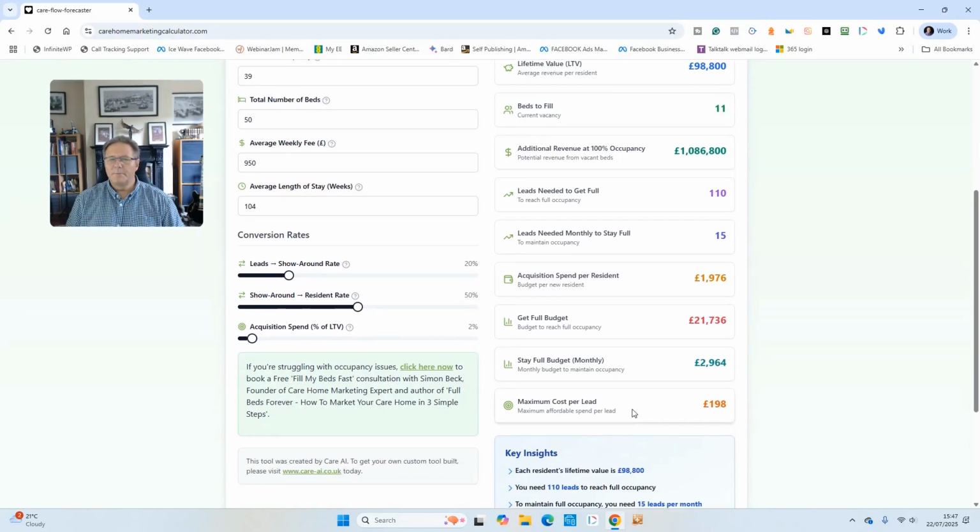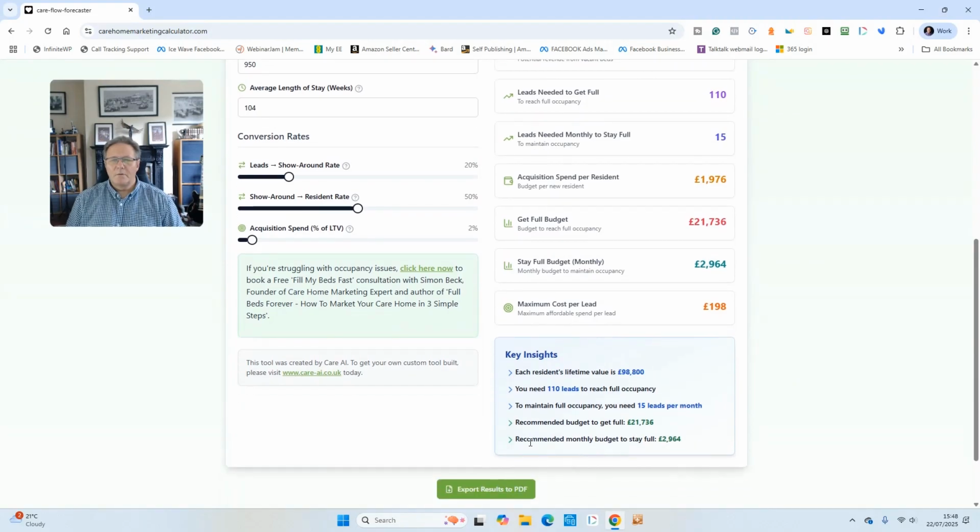And then this maximum cost per lead is basically the number of leads divided by the budget. So that's the maximum that we can afford to spend per lead. So if we need 110 leads and we've got a budget of 21,736, that means we can afford to spend a maximum of £198 to generate a lead.